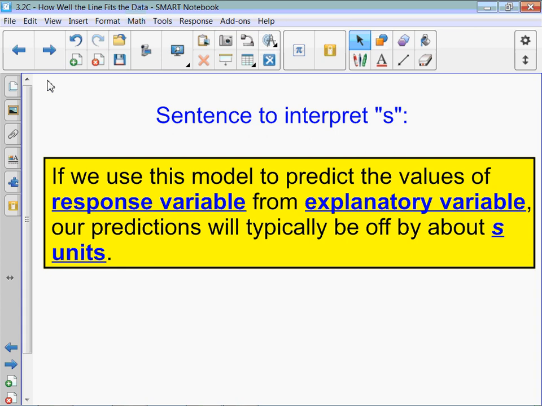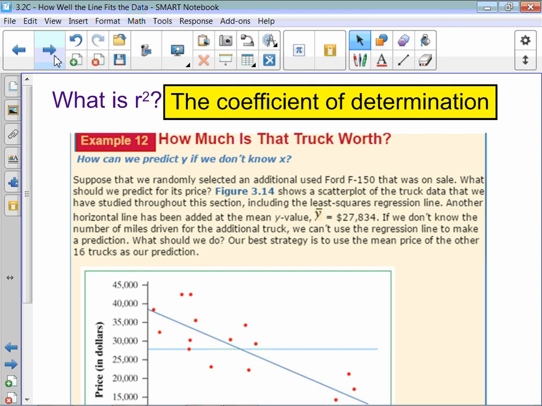So the formula is given to you, but typically so is the standard deviation. So you don't have to actually calculate it. Same with the r squared. You just really need to be able to interpret it, okay? But I do want you to write the formulas down just in case. All right, so that's standard deviation, your typical distance that you are away from the line.